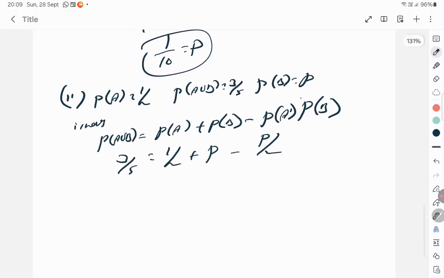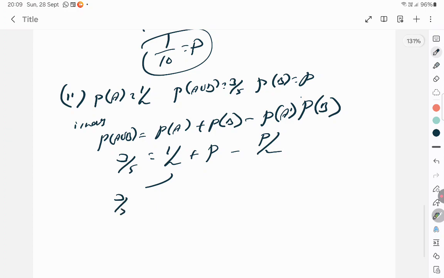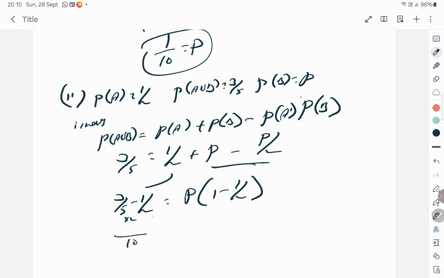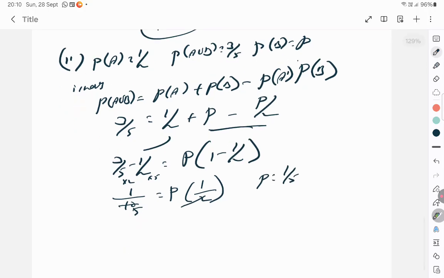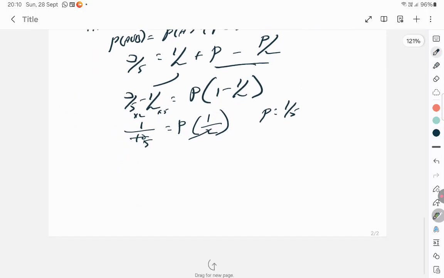which is equal to P of A union B, which is 3 by 5. So push it to the other side, you get 3 by 5 minus 1 by 2 is equal to, take P outside from these two, you get 1 minus 1 by 2. So this is LCM 10 again, 5 2s are 10, and so you know this is 6 minus 5, which is 1 by 10 is equal to P into, take LCM here also, it's 1 by 2, this and this get cancelled, therefore P is equal to 1 by 5 for the second case. So let's go to the next question.